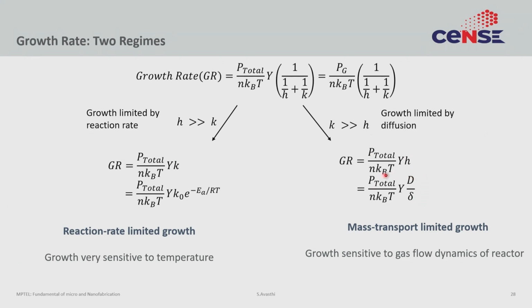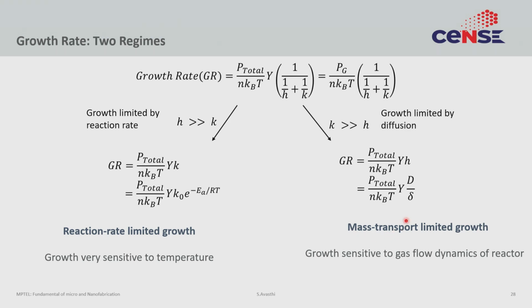Now, if you look at this expression, you see that it is once again proportional to pressure, but is much more weakly dependent on temperature. Its dependence on temperature only comes because of this T and some dependence on D and some dependence on delta. All of these are polynomial. So, unlike the reaction rate limited regime, the mass transport limited regime is much more insensitive to temperature, right.